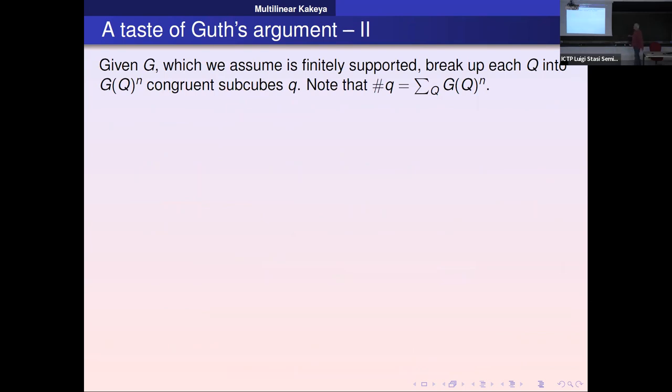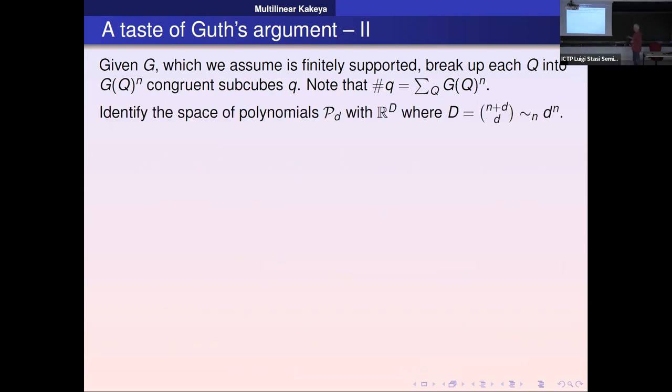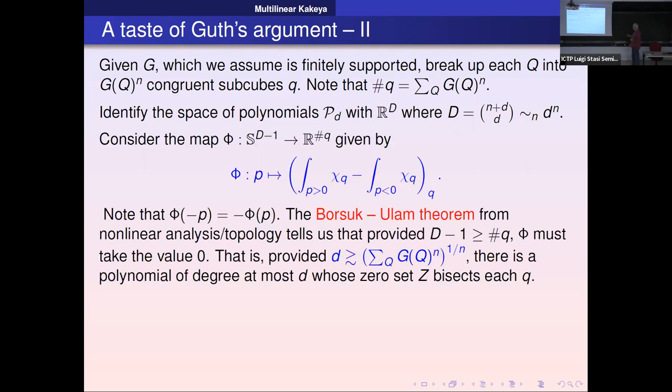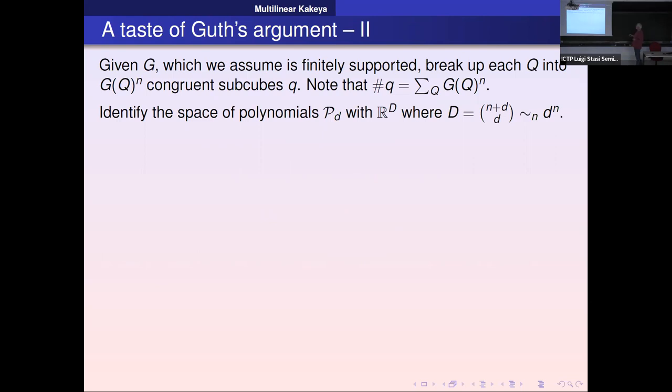So given a function capital G on L^n of R^n, let's assume it's finitely supported and constant on the cubes, and we break up each cube in its support into G to the n congruent subcubes, little q, so that the total number of cubes that I've got all together is capital G of Q to the n for each one; I have to sum on that. And let's identify the space of polynomials P_d with R^D, where capital D is (n+d choose d), which is about d^n, up to some constant depending on the dimension. I don't care at all about constants depending upon the dimension here. So for polynomials of degree at most d, how many coefficients do you need to specify one? You need basically (n+d choose d), supported by elementary combinatorics.